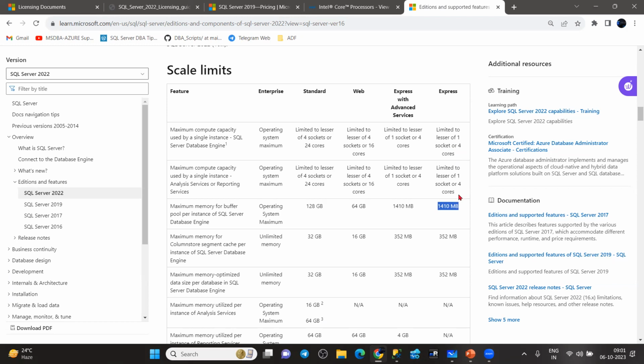Not this one. Where is, yeah, this one. Okay, 1.5 GB of RAM you can use. So the limitations are very important: the limitations when you go for Enterprise Edition, when you go for Standard Edition, when you go for Express Editions.